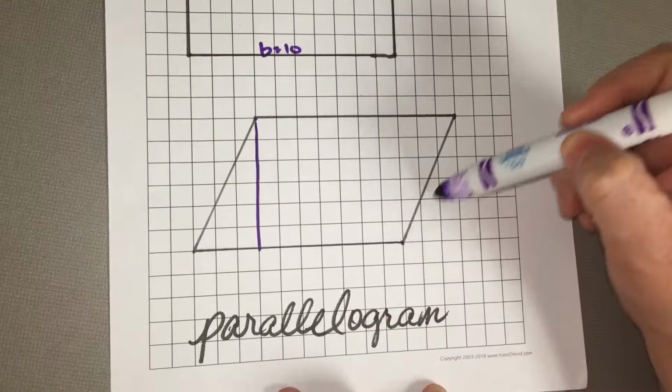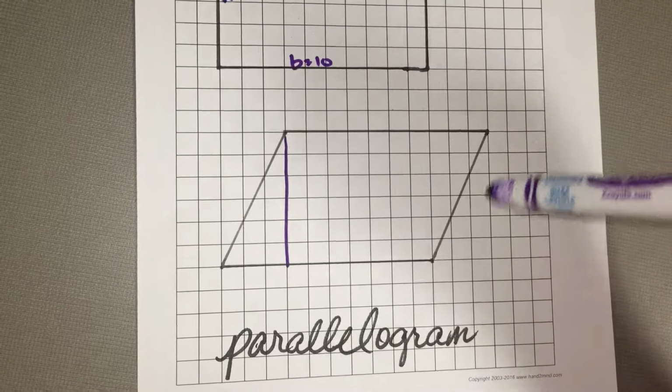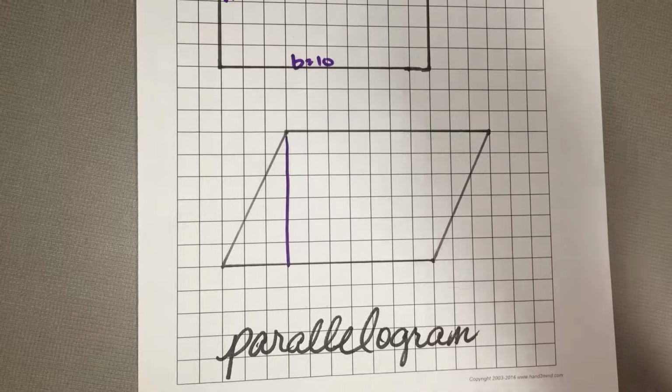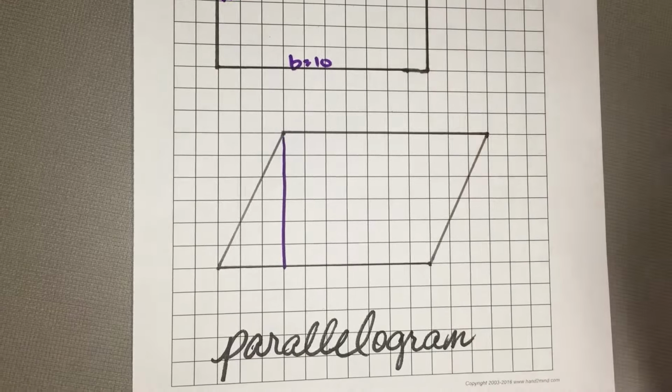Okay. I want you to count. You're going to pause your video in a second. Right? It's going to pause for you. And I want you to count how many squares you have in here. Tell me what you think the area of your parallelogram will be. All right. You're going to go ahead and do that now.